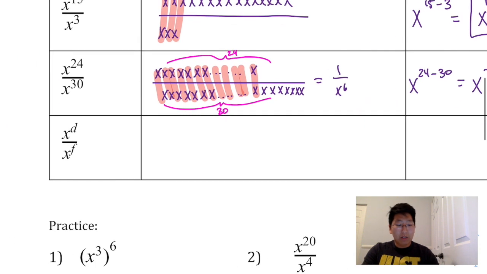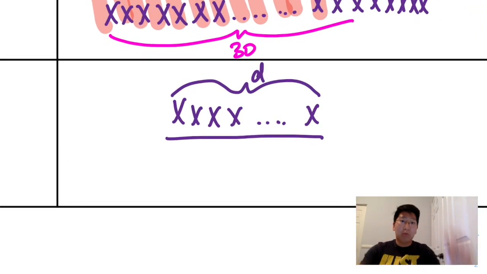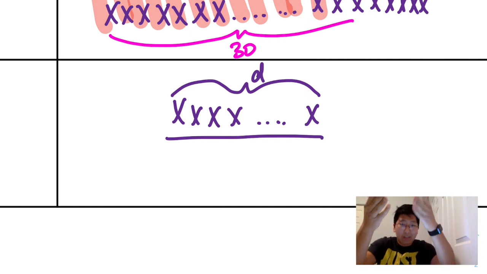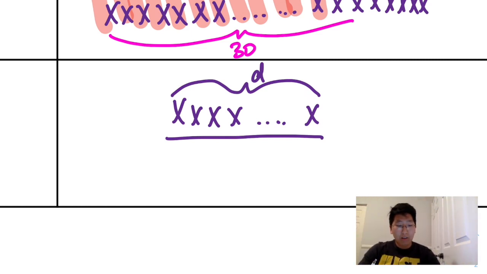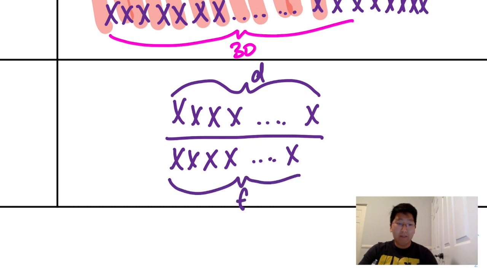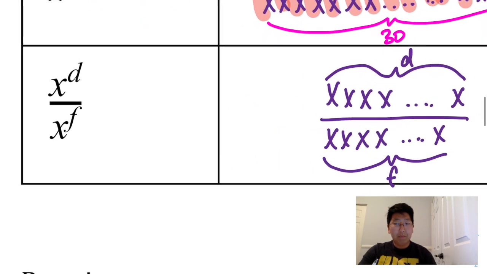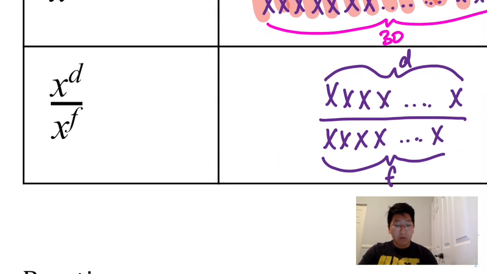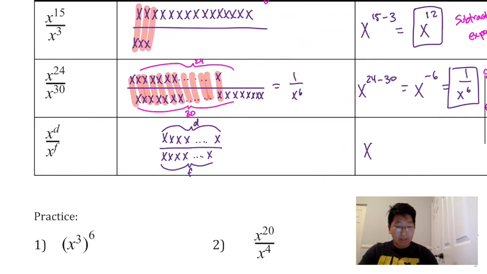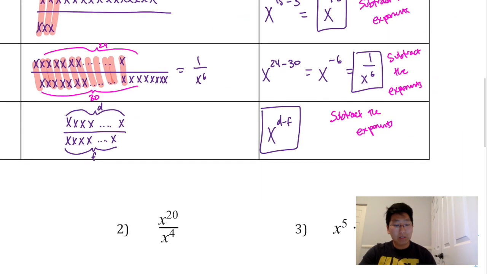Here's our last one. X to the d, whatever that is. We don't know how many there are for d, so here's just an abstract amount. How many d is, there it is. And all divided by x to the f. That's the problem, okay? What we're going to do is we're going to create ones with whatever you can. And we have x to the d minus f. What we're doing here is we're subtracting the exponents. Hopefully that's making sense to you.